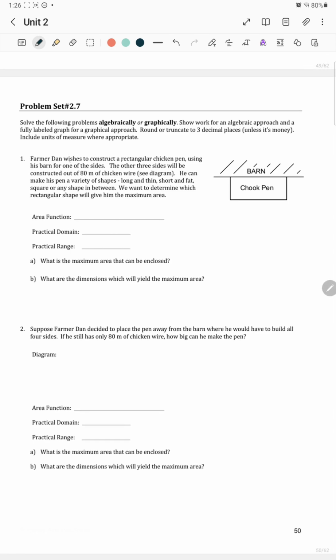Farmer Don wishes to construct a rectangular chicken pen using his barn for one of the sides. The other three sides will be constructed out of 80 meters of chicken wire. He can make his pen a variety of shapes: long and thin, short and fat, square, or any shape in between. We want you to determine which rectangle shape will give him the maximum area.